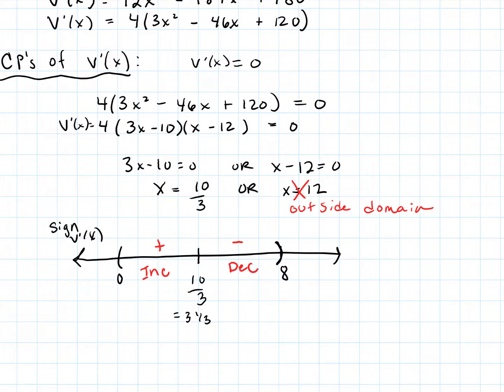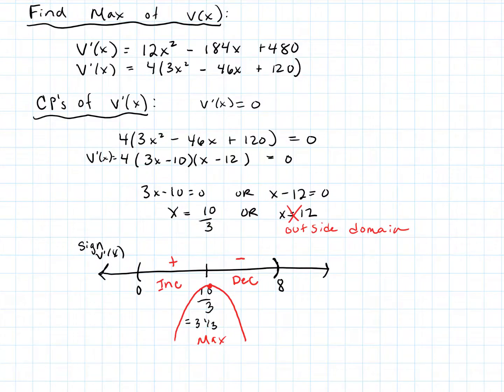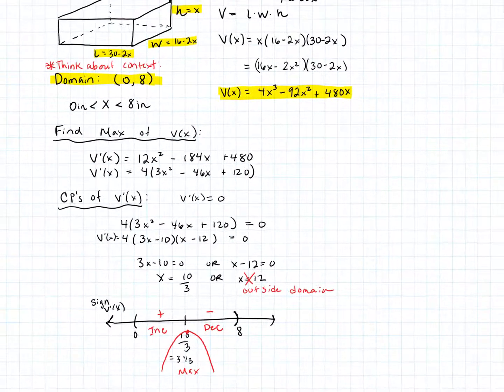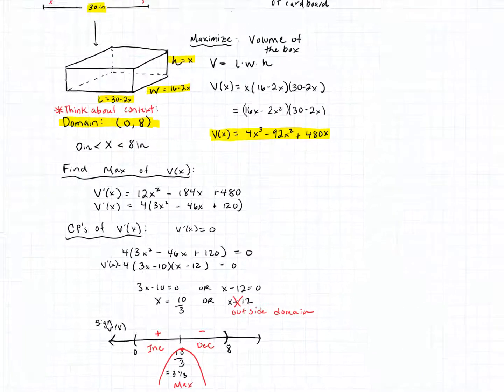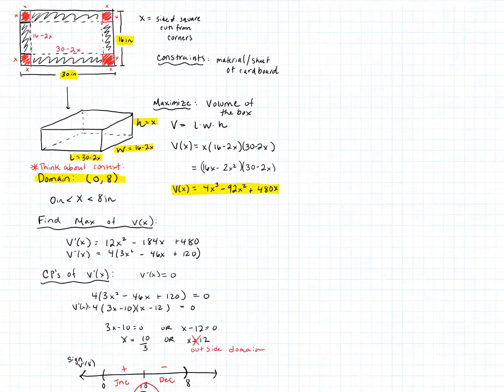If we increase, and we know that 10/3 is a horizontal tangent, if we increase and then decrease, that makes this a max, and we have the proof here that we need. We don't care about what happens at 12 because 12 is outside of our domain. We can't even go beyond 8. So we have shown that we actually have a max at 10/3. So we would maximize the volume that we could create given this piece of cardboard. So now we can just answer the question.